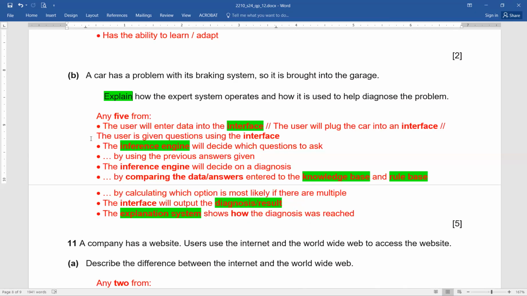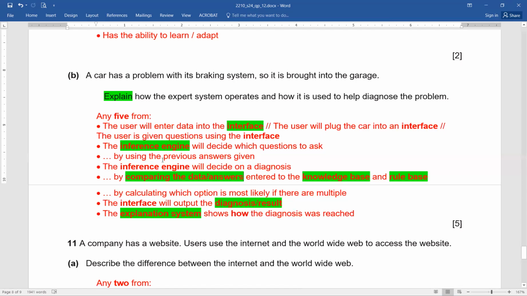And by using the previous answers, the inference engine will decide on a diagnosis. So once you have answered all its questions, it will decide on a diagnosis. And this diagnosis is going to be done by comparing the data or answers with the expert system's knowledge base and rule base. So this is what will be happening. Once the inference engine has decided on a diagnosis, it has found some solution to the problem.